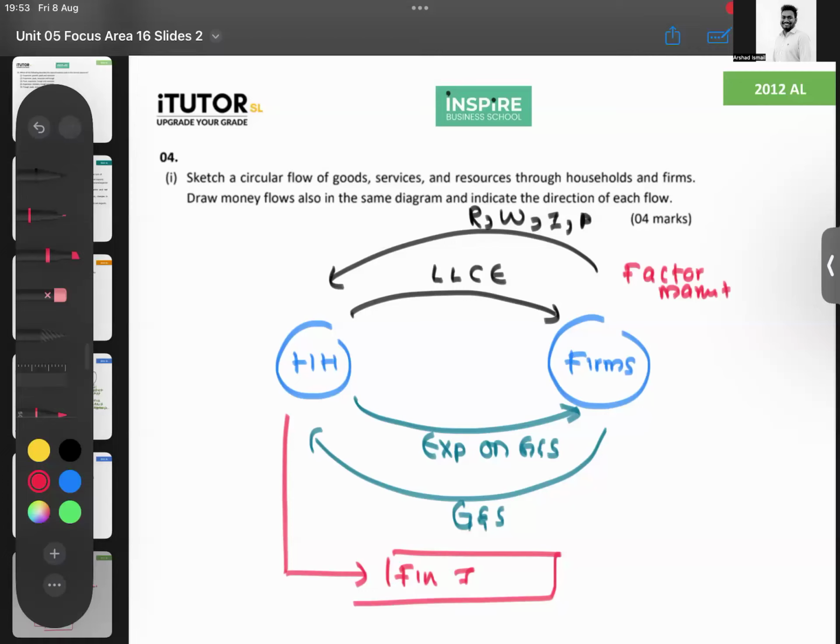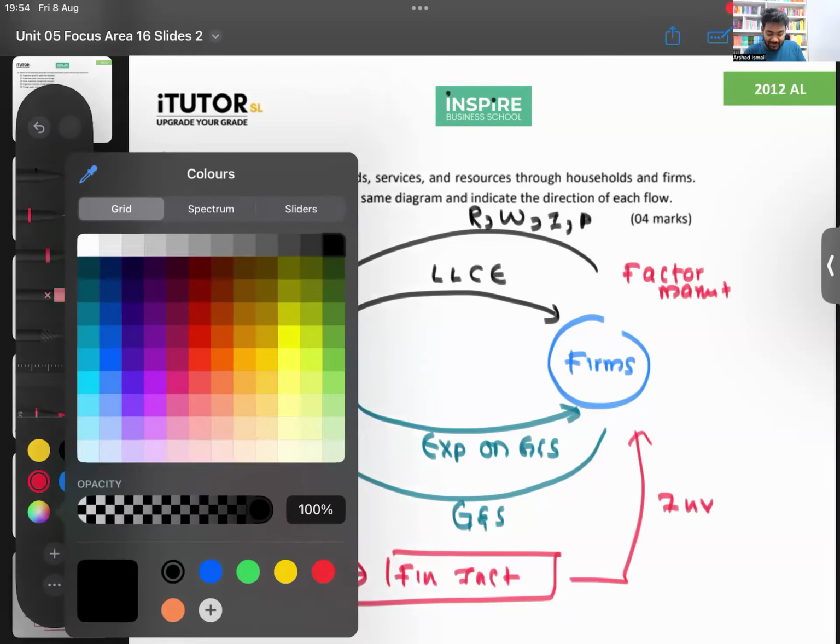Right. So some of the money goes from the households to whom? To the financial institutions, in the form of savings. And then that money again comes back into the circular flow in the form of investments. So I think that is more than enough if you can draw and explain. So this is a basic circular flow model. I hope all of you know this. This is not the first time you're learning. I'm not teaching this for the first time.